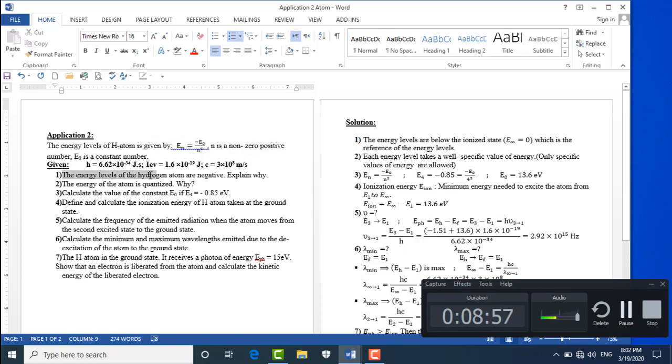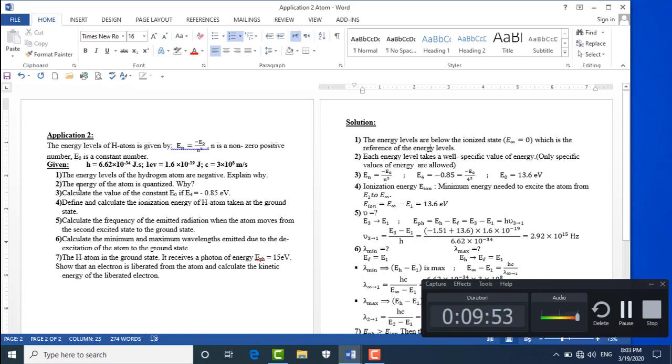The energy levels of the hydrogen atom are negative. Explain why. All the energy levels of the hydrogen atom are below the ionized state, which is the reference of energies, where E equals zero. E equals zero, ionized state. This is the reference of the energy levels, and all levels are below it, so the energy levels are negative. We can make a simple analogy with the gravitational potential energy: gravitational potential energy below the reference is negative, above the reference is positive.